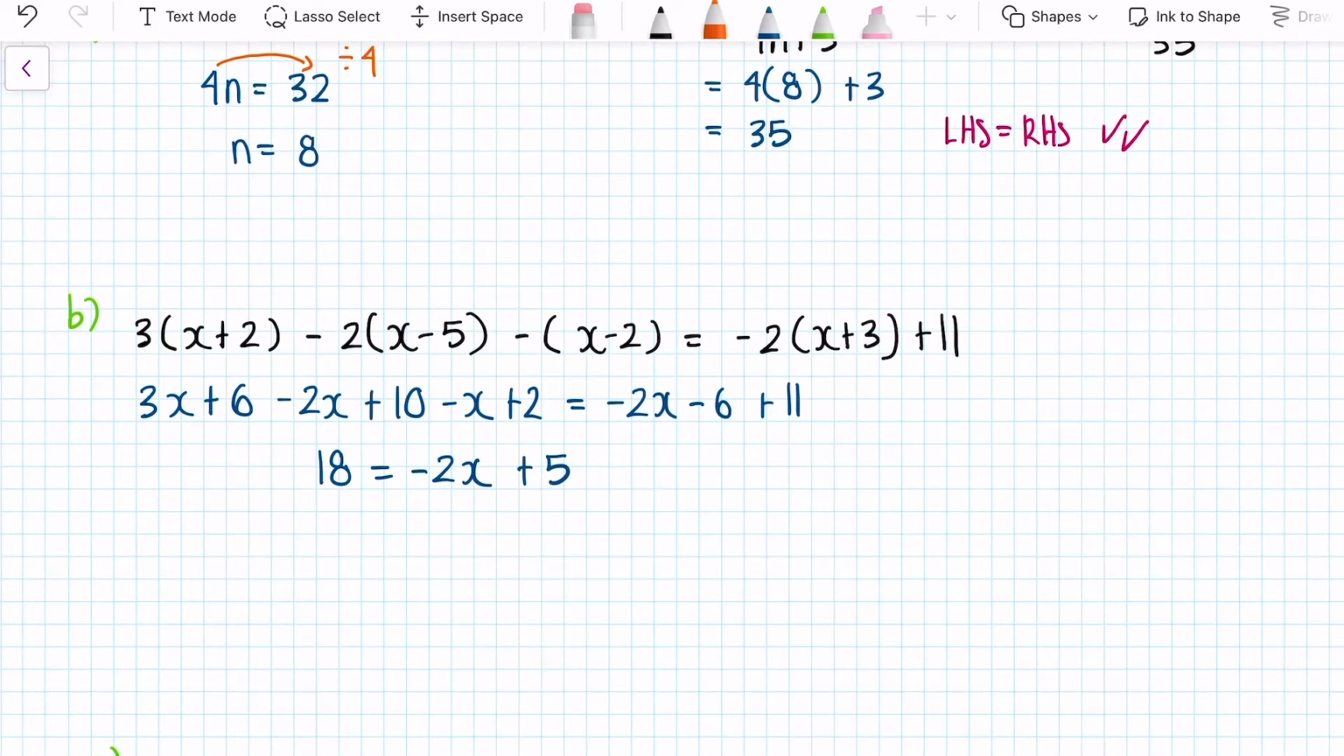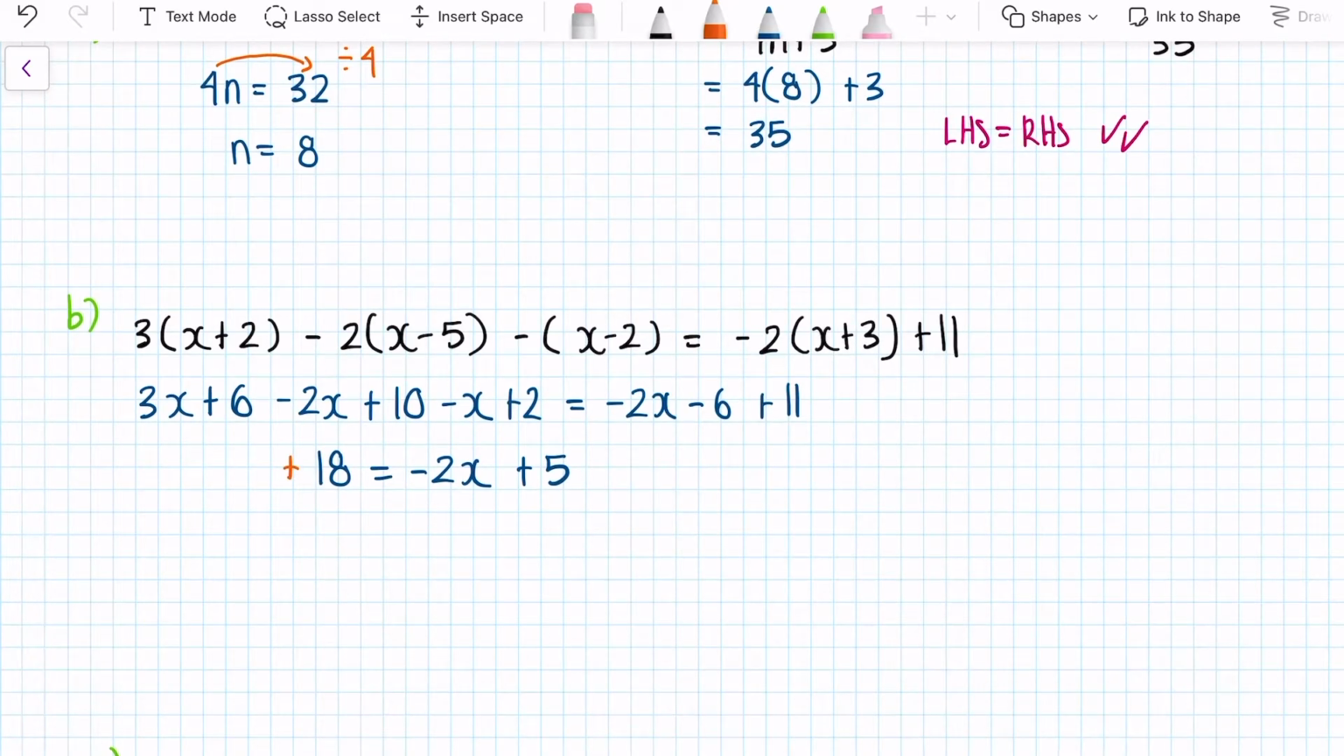So we have 18 on the left-hand side. Now that's a positive 18. We don't ever write the positive sign for just a number because remember, if there's no sign in front of it, it is positive. So that means it's been added to the left-hand side. And so to remove addition, we must subtract. And on the right-hand side, we have a negative 2. And to remove subtraction, we must add. And what that gives us then is 2x equals, and 5 minus 18 gives me negative 13.